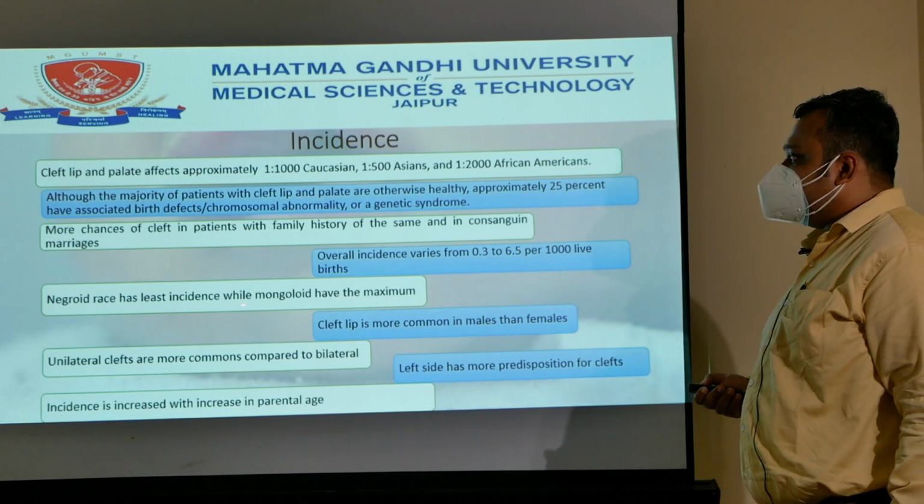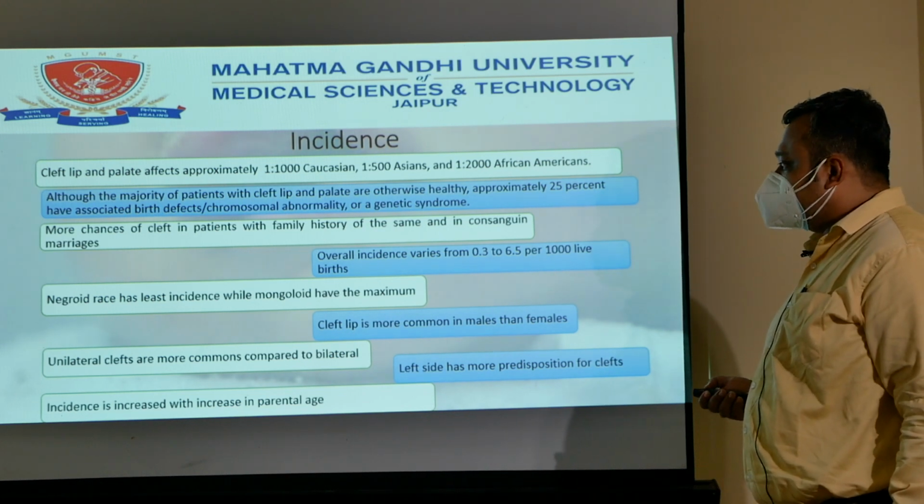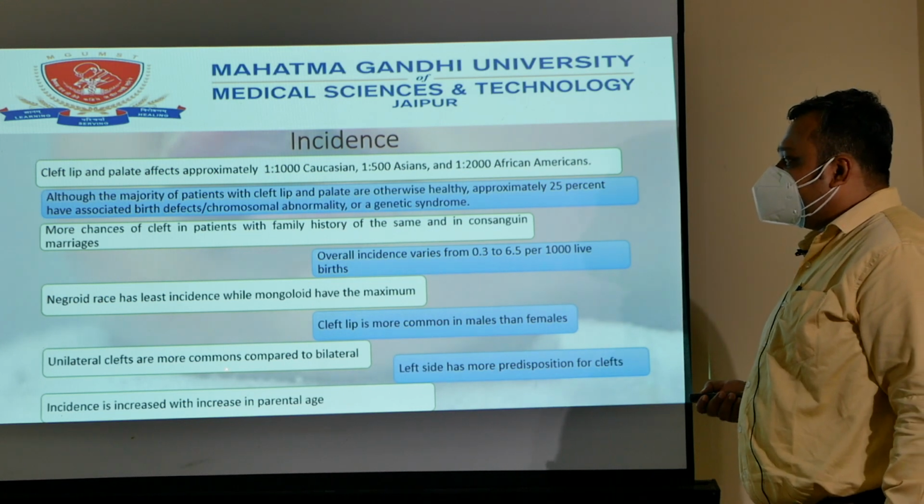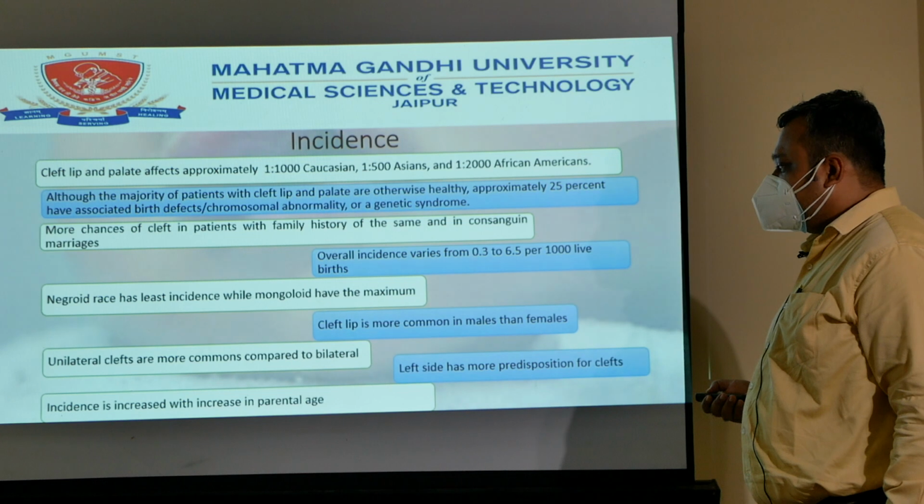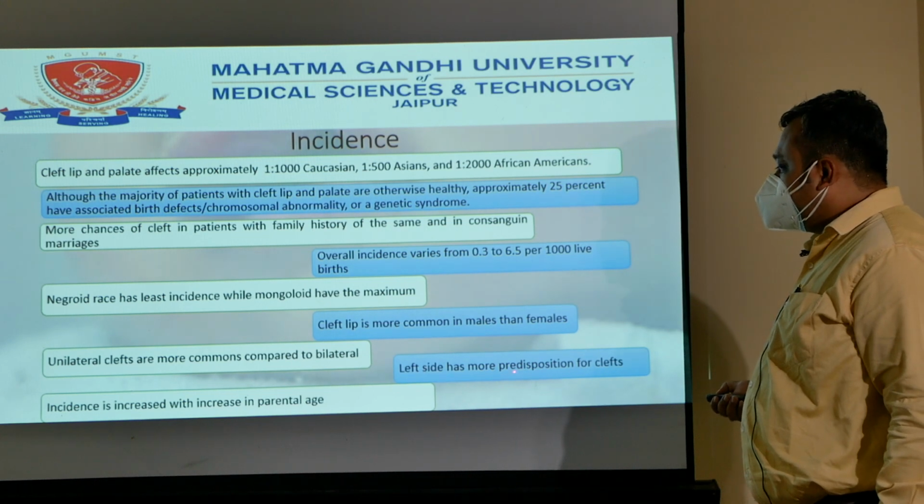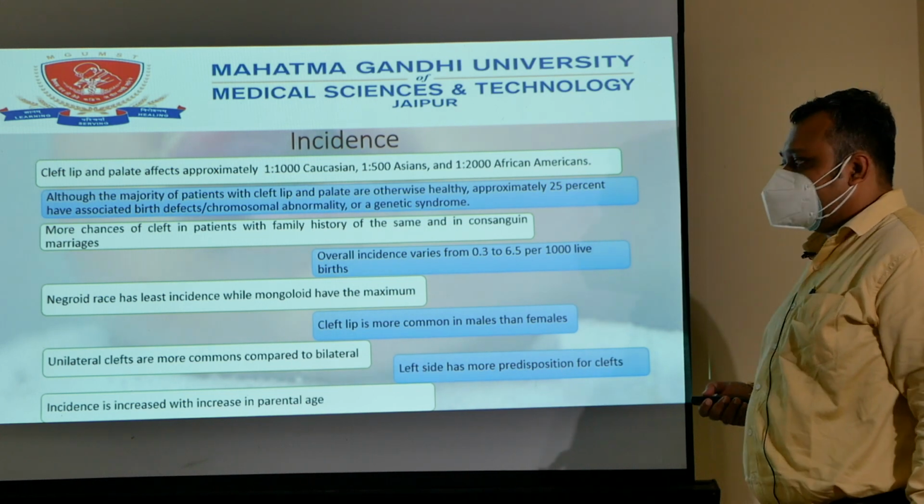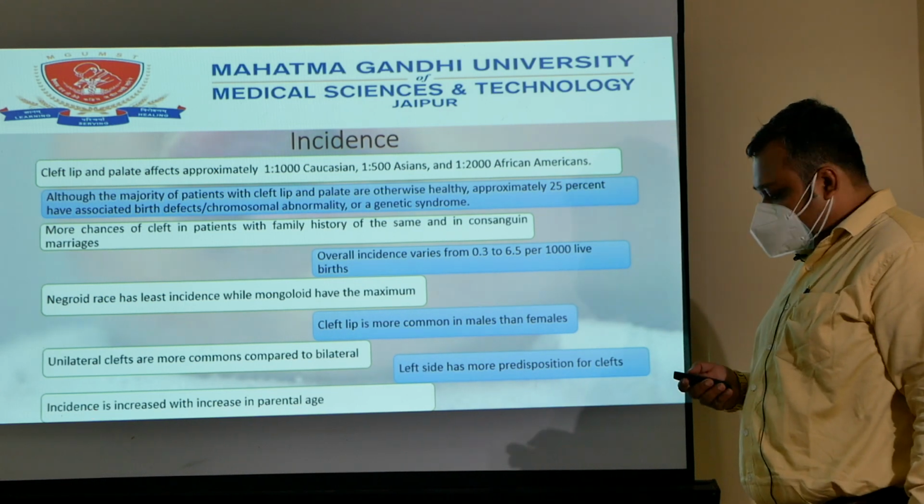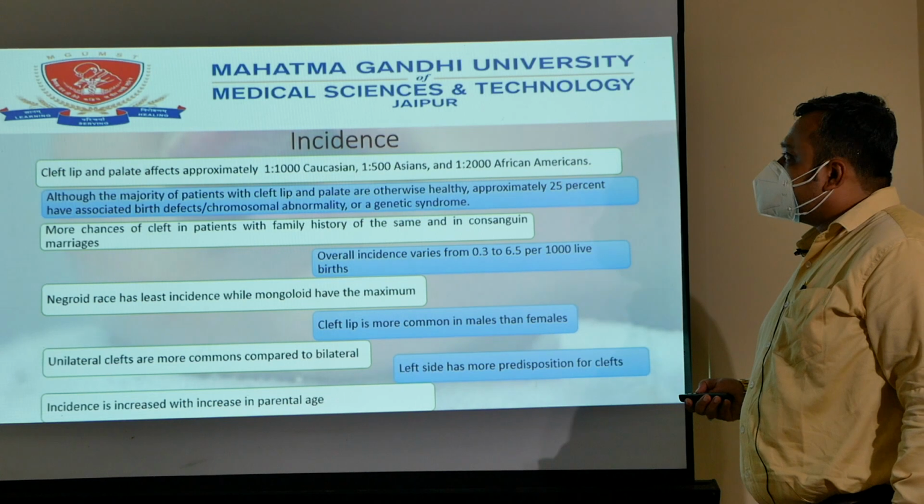Negroid race has the least incidence, while Mongoloid has the maximum. Cleft lip is more common in males than females. Unilateral clefts are more common compared to bilateral clefts. The left side has more predisposition for clefts compared to the right side, and the incidence increases with an increase in parental age.